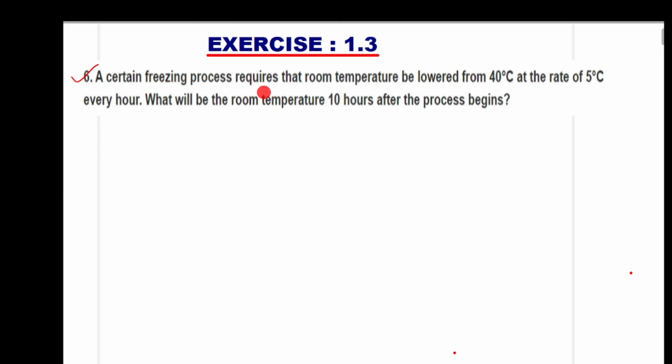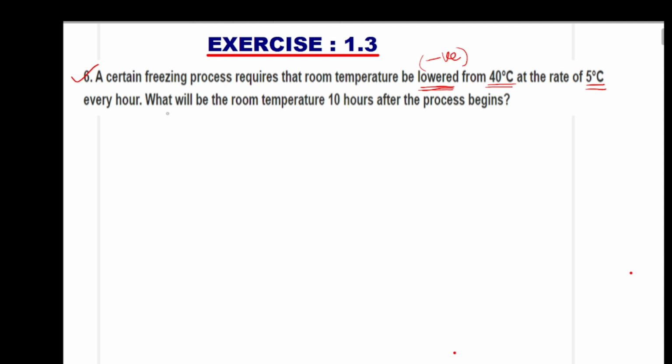A certain freezing process requires that room temperature be lowered from 40 degrees Celsius at the rate of 5 degrees Celsius every hour. What will be the room temperature 10 hours after the process begins? That means in a room, initially the room temperature was 40 degrees Celsius. Then that room temperature is lowered, that means it is decreased, every hour by 5 degrees Celsius. Lowered means decreased, that means we have to apply negative. So in 1 hour, 5 degrees Celsius, that means from 40 we have to subtract 5 degrees.